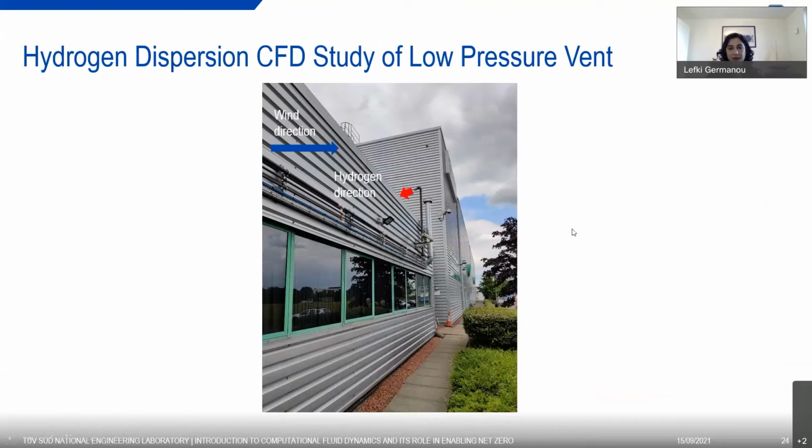A similar process was followed to calculate the hazardous area zones for the low pressure vent. Again, the NEL Clean Fuels team wanted to consider the worst case scenario where the wind direction opposes the hydrogen venting direction.